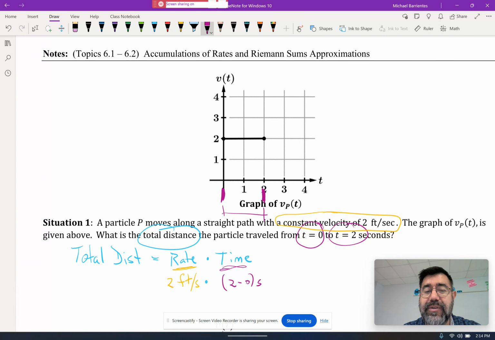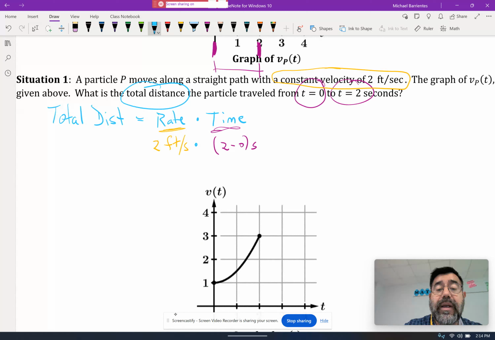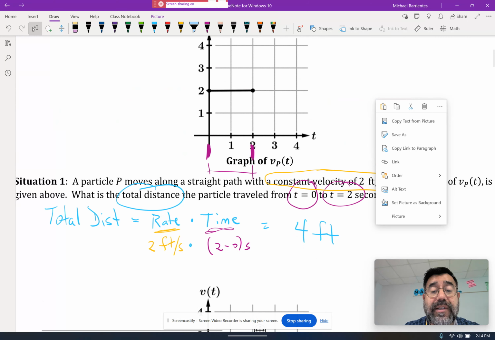But where did I get the 2 seconds? Well, I subtract my ending point minus my starting point. That's going to give me my time. When I multiply this yellow and purple value, I'm going to get 4. And if I look at the units, I'm dividing by seconds, I'm multiplying by seconds, so those are going to cancel out, and I'm left with feet. So the total distance traveled would be 4 feet.